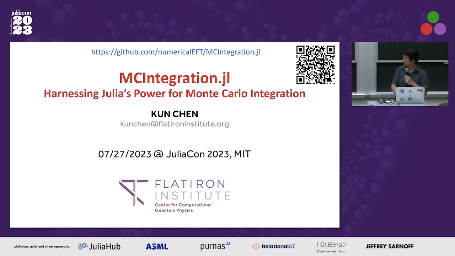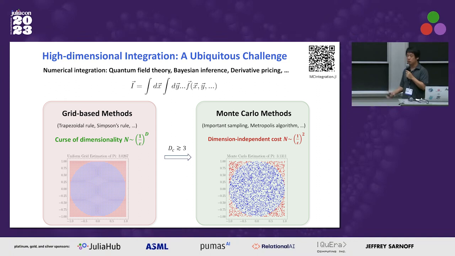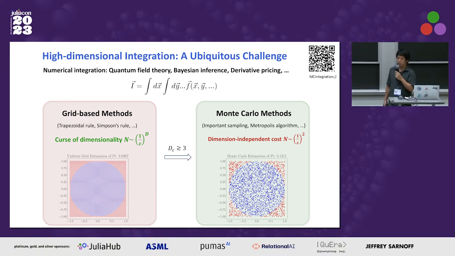Why did we develop this package? Well, this is because high-dimensional numerical integration is really one of the fundamental components of numerical science. This kind of problem pops up in almost all different kinds of fields, for example physics, data science, finance, machine learning, and so on. And this kind of problem is typically very difficult to solve once the dimension is higher than 3, because there is a curse of dimensionality.